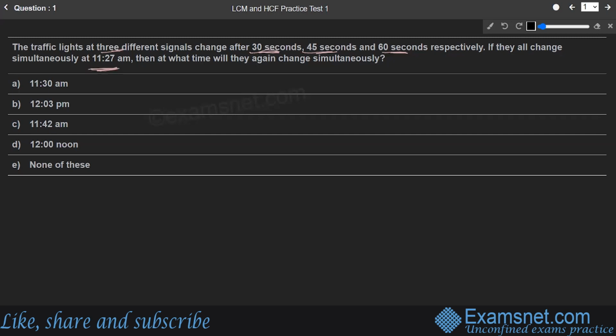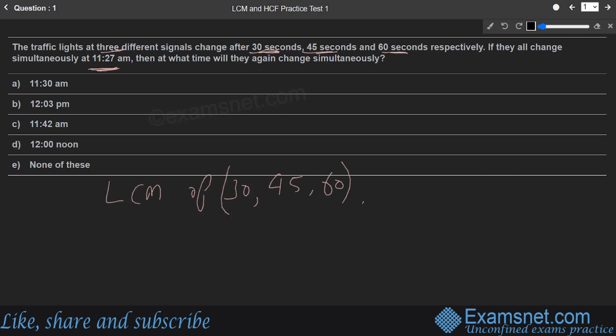So in this particular question, we are supposed to find the least common multiple of these intervals. The first interval is 30 seconds, another interval is 45 seconds, and the last interval is 60. So we are supposed to find the LCM of 30, 45, and 60. At that point of time, they will again come together. Whenever that many seconds have passed, they will come together again. So let us find the LCM of 30, 45, and 60.